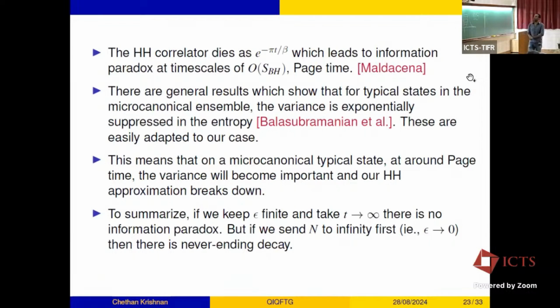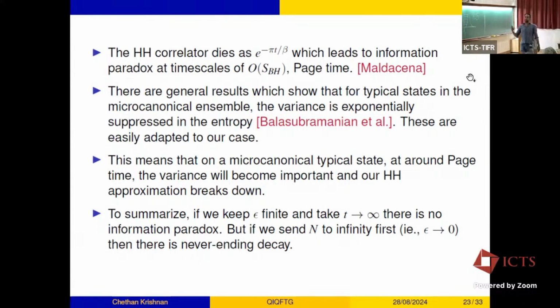So the hard locking correlator decays as e to the minus pi t by beta, as we all know. And there is the information paradox that kicks in at the Page time. This is Maldacena. But the point is that we are looking at these typical occupancies, because we have a level which is highly populated. So there's a notion of typicality in this high-lying state.